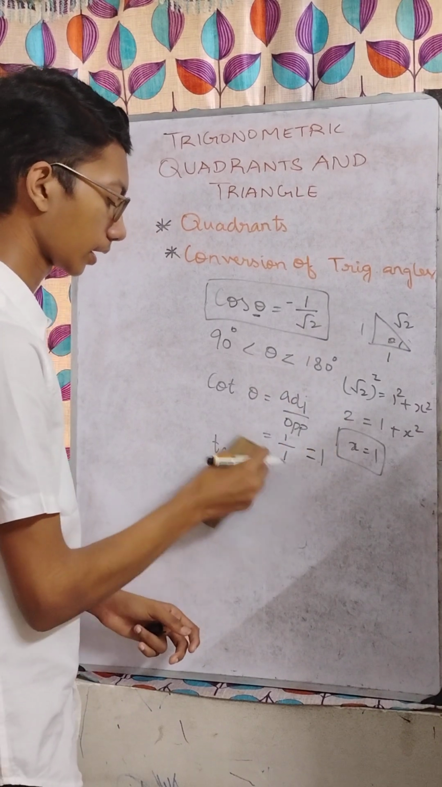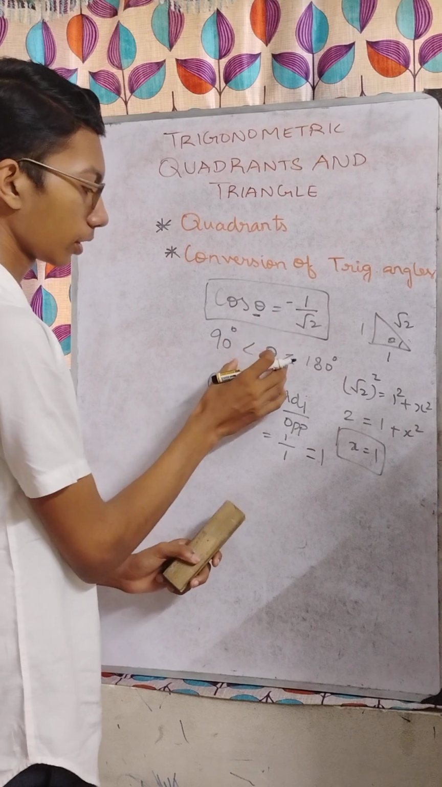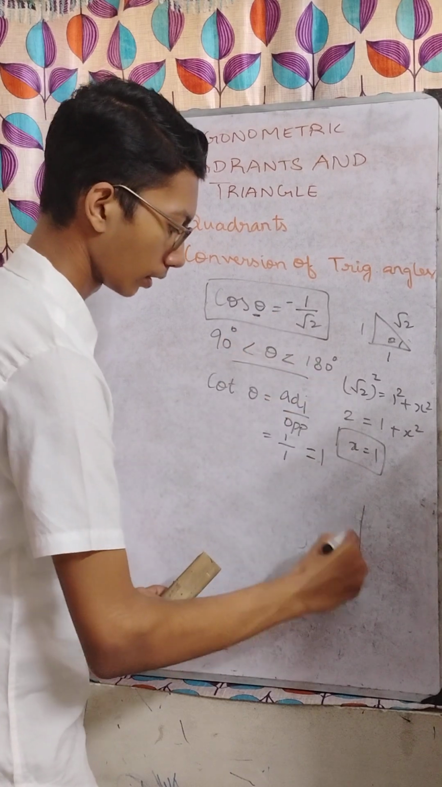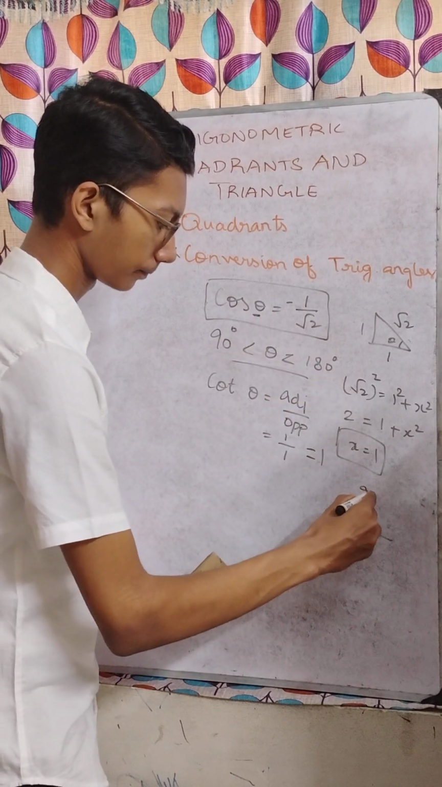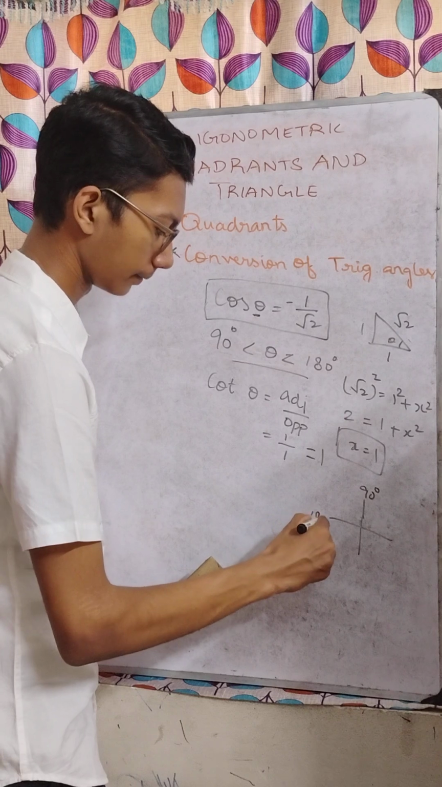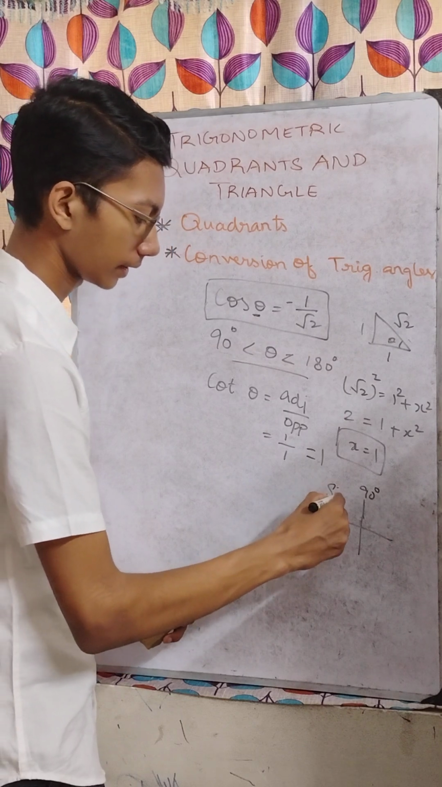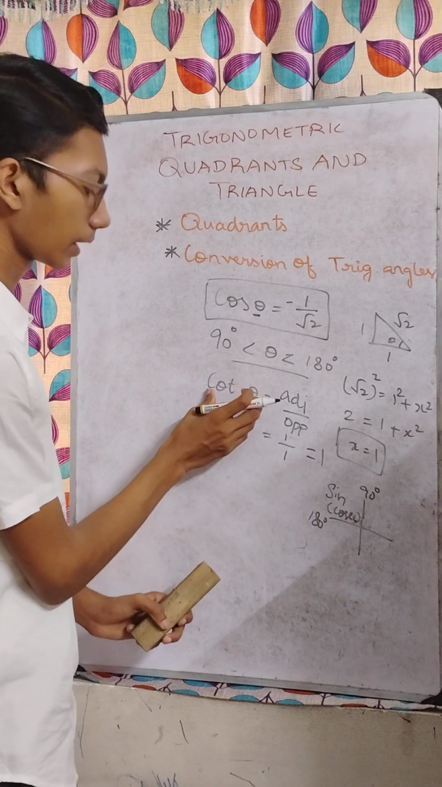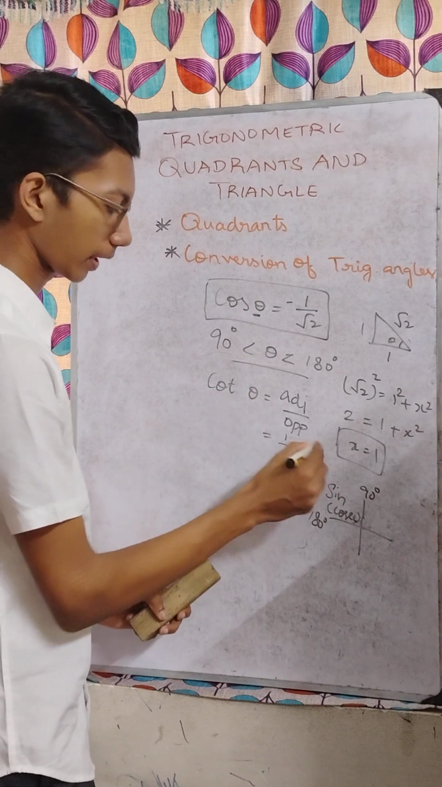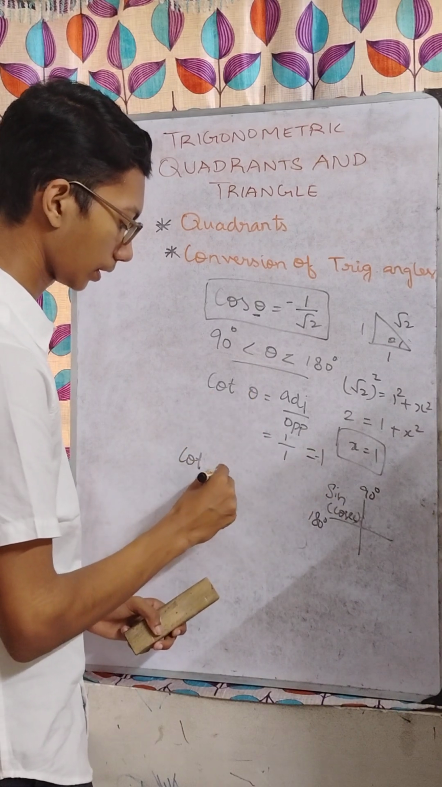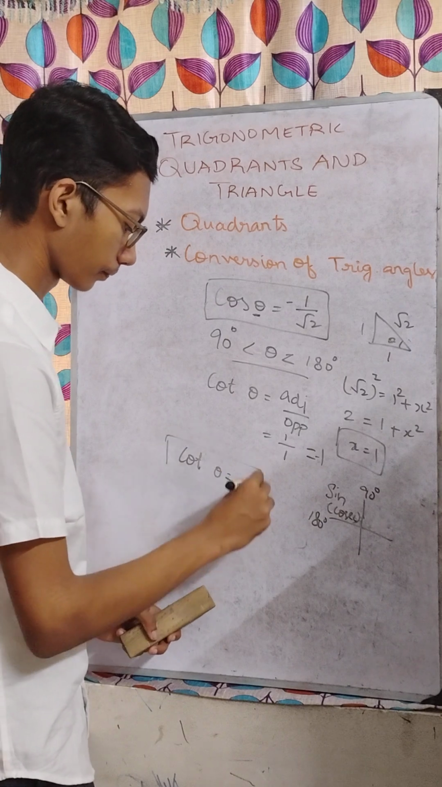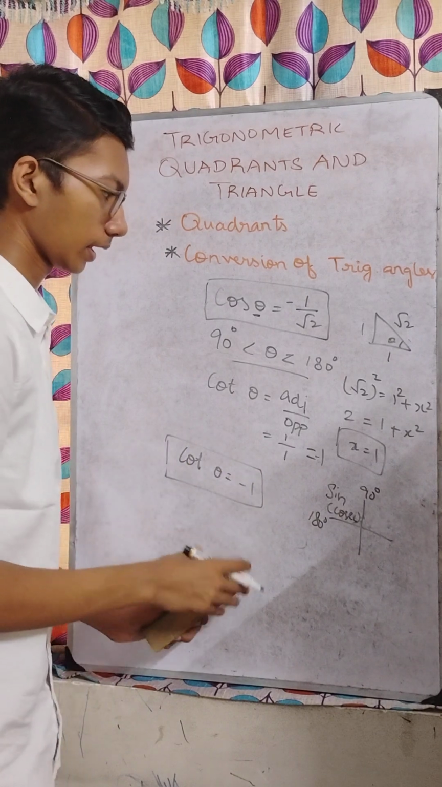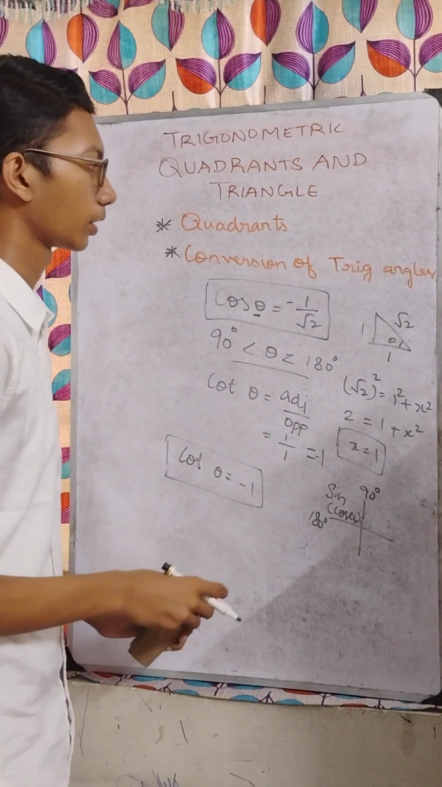But we need to take in consideration the angle because it is specifically given. Now this is 90, this is 180. In this, sine and cosecant are the positives. But here we have cot theta, so it will be negative. So cot theta is negative 1. And that is the answer for this. And that's it about quadrants and trigonometry triangles.